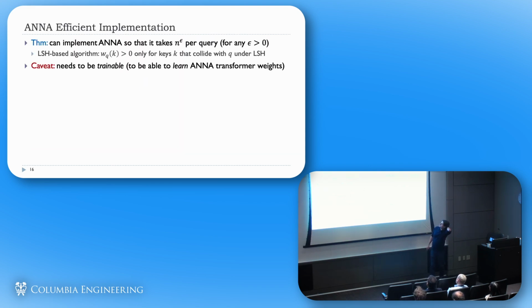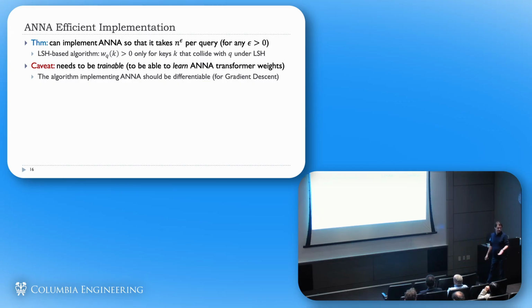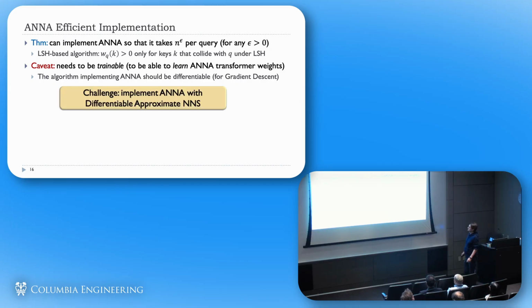Right, and one caveat here is that in some sense it's like replacing that attention mechanism with approximate nearest neighbor search. The only caveat there is that it needs to be trainable. As in, the algorithm of approximate nearest neighbor search needs to be differentiable, because at the end of the day for training you'll be running gradient descent on top of it. And algorithms by default are not differentiable. There is no derivative of an algorithm that does an if and sums up things. So this is a challenge here, to implement this version of attention with a differentiable algorithm for approximate nearest neighbor search.